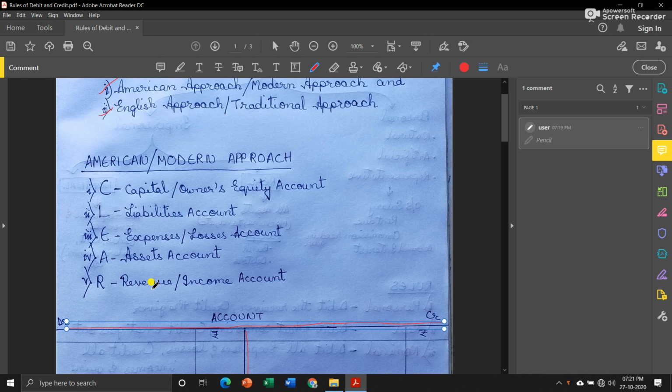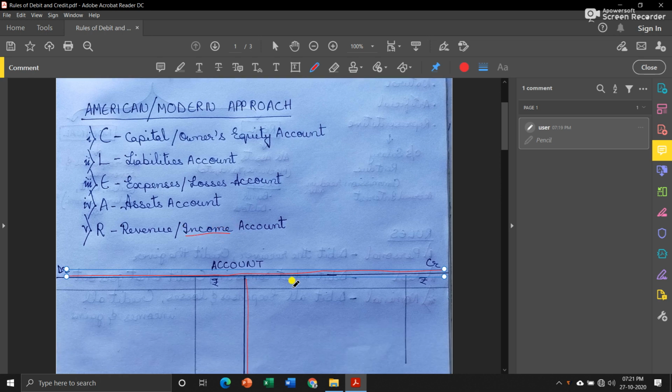For example, sales: we sell every day, so the sales account is nothing but a revenue account. Then income, suppose we have received rent or commission; rent, commission and all those things will be known as income account. Now for making a T-shaped account, we know that all accounts have two sides, the debit side and the credit side. Now on which side we will make the entry depends on certain rules that we will learn in this session.